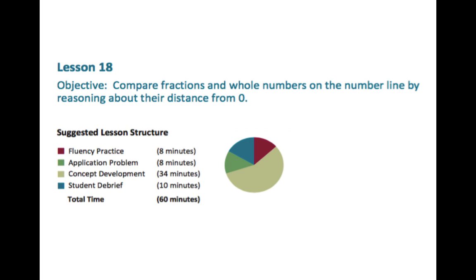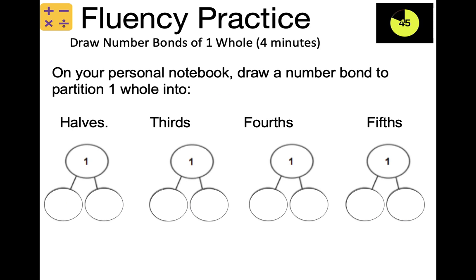But for us to get started today, I do need everybody to get a piece of paper or a notebook, and you are going to need a pen, pencil, marker, something to draw or write with. You can see that today our lesson is on lesson 18, and our objective is to compare fractions and whole numbers on the number line by reasoning about their distance from 0. So we're just going to be comparing some fractions using a number line.